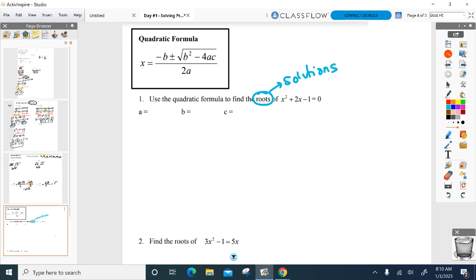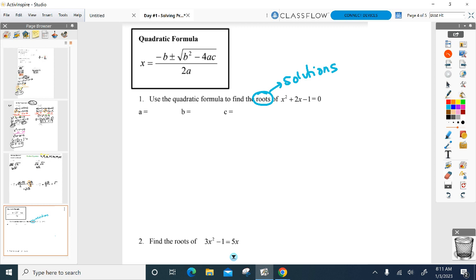In the quadratic formula, you've got A, B, and C. Let's make sure we know where to find those. First thing, make sure it's equal to 0. That doesn't change. Whether you can factor or not, the darn thing has to be equal to 0. Now you have an A, a B, and a C.